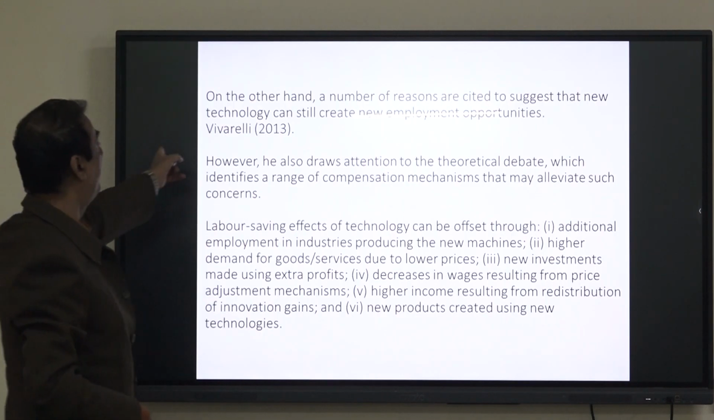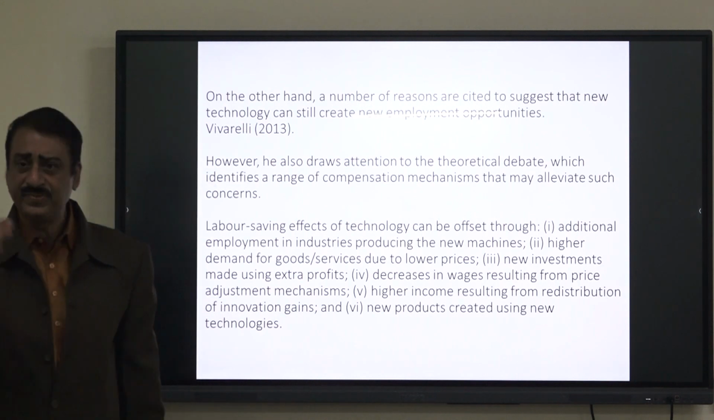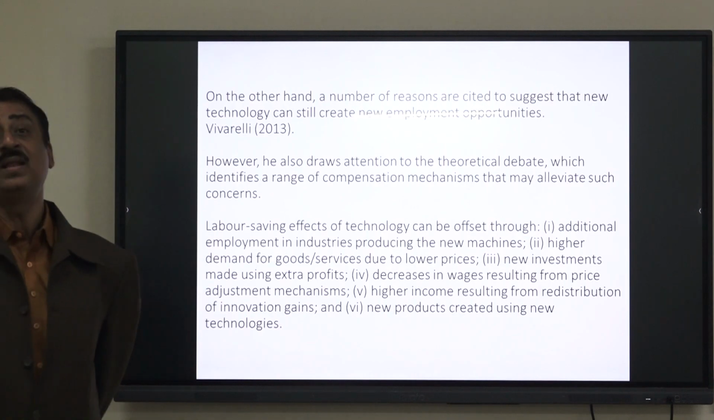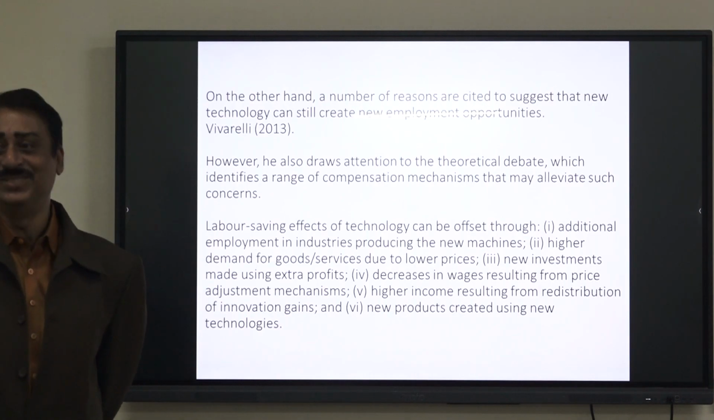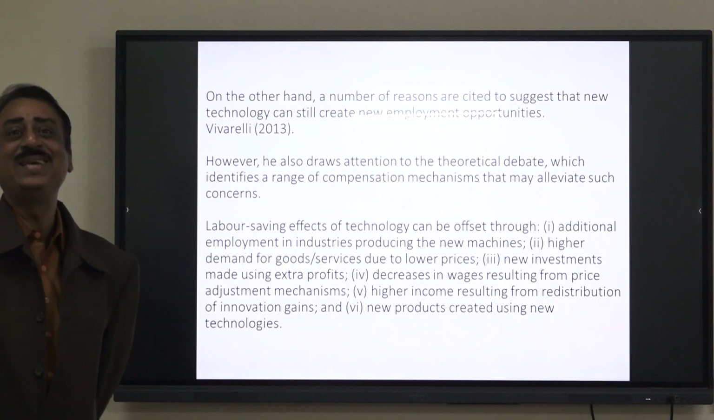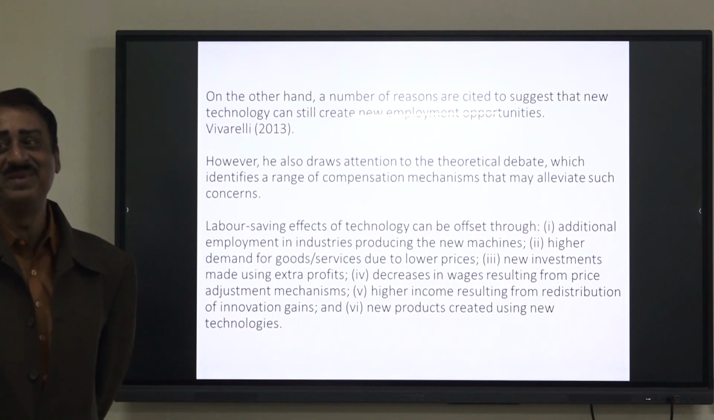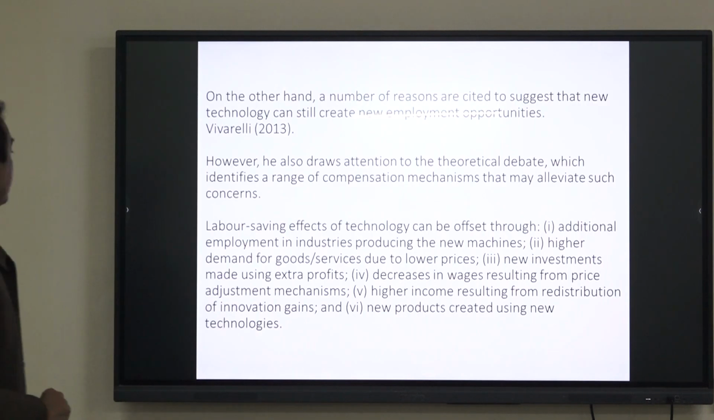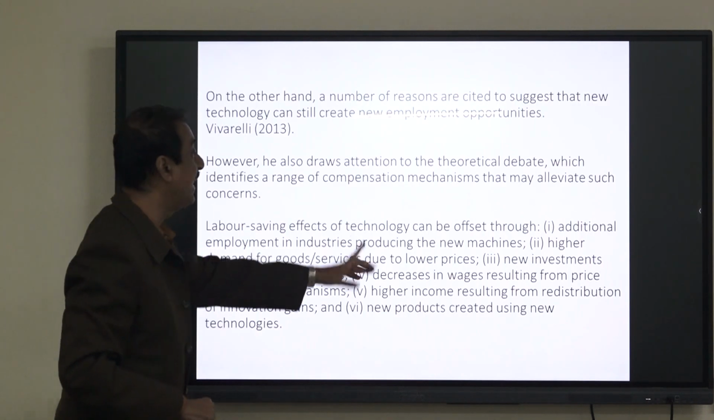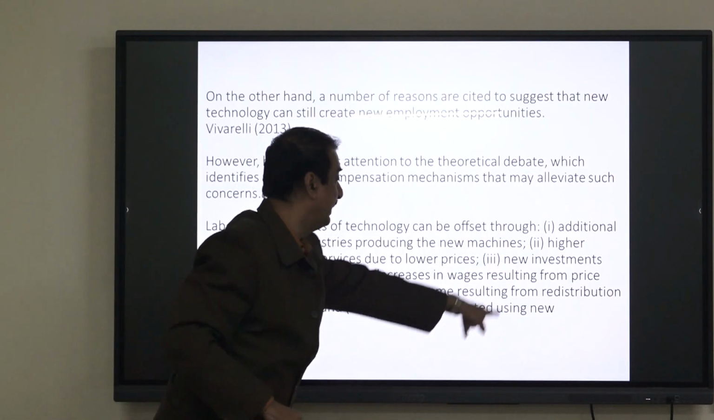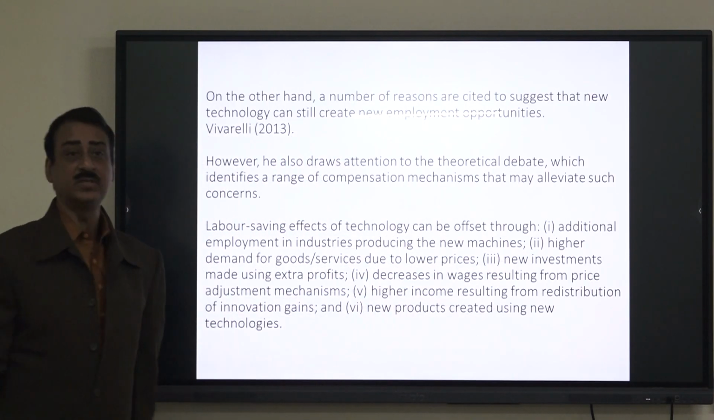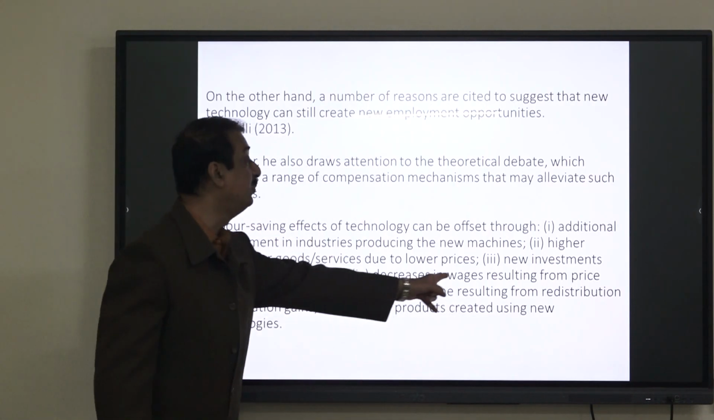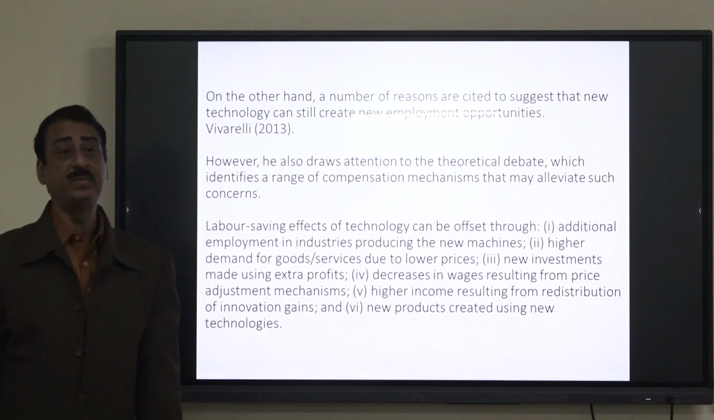So this paper by Marco Vivarelli is very interesting. Of course, he is very modest. Towards the end of his paper, he says, well, this is only a theoretical conjecture. Now, we need to see empirically whether we will be able to actually realize these benefits or not. Labor-saving effects of technology can be offset through these reasons which he has talked about: new products created using new technology, decreasing wages resulting from price adjustment mechanisms.